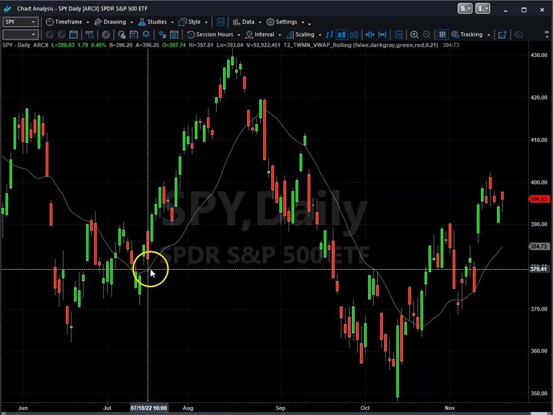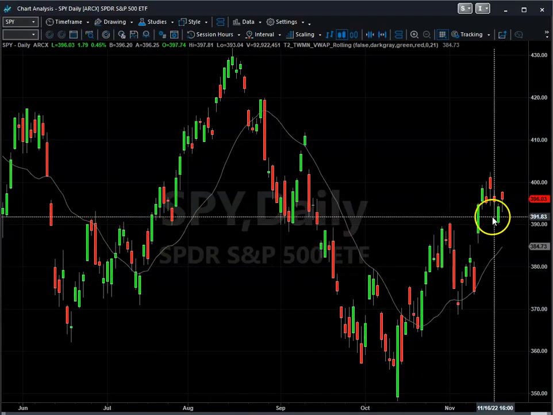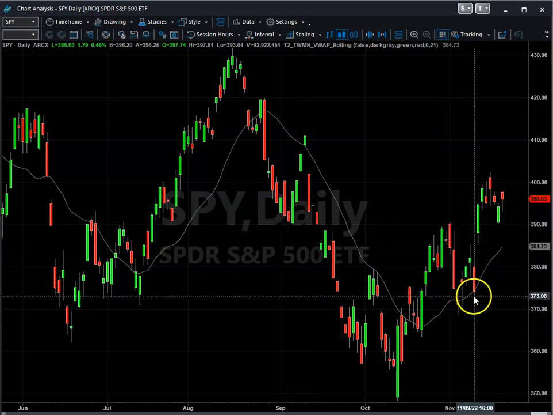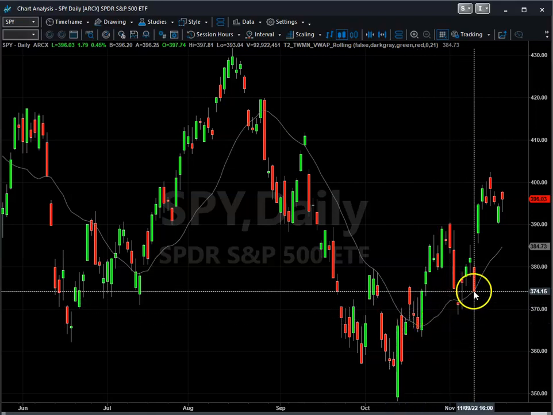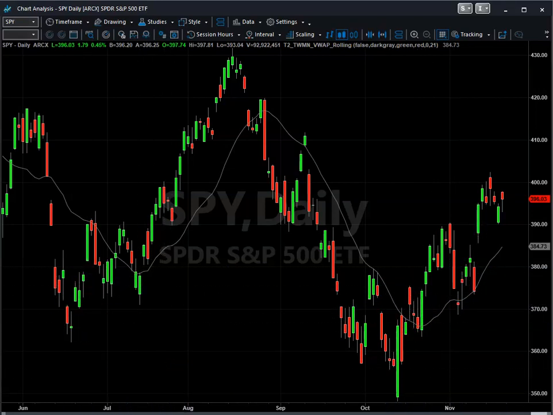Usually does a decent job at kind of showing you where the trend is and where we are in relation to the VWAP, or kind of that break-even price, if you will, over the past number of periods you're looking at. So hopefully this is a useful tool for you.